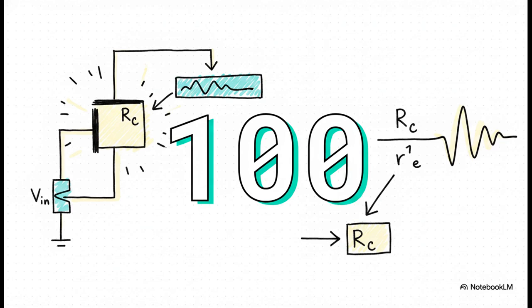Well, voltage gain is approximately equal to the external collector resistor, that's RC, divided by the internal AC emitter resistance, R'E. Because that forward-biased base emitter junction has a really low internal resistance to the AC signal, we can use an external collector resistor that is way, way bigger. That massive contrast in resistance, that's exactly why the output voltage explodes compared to the input.